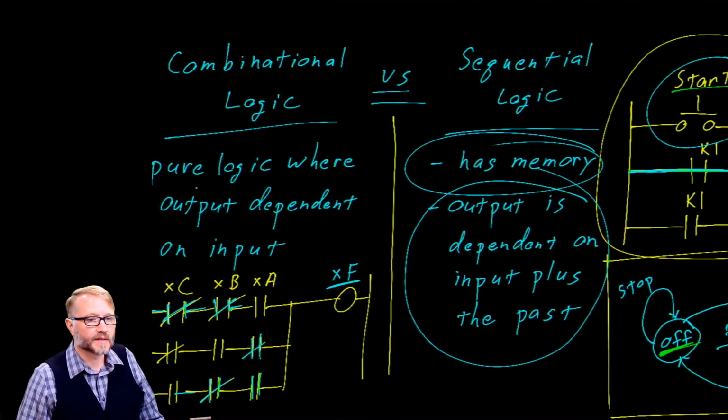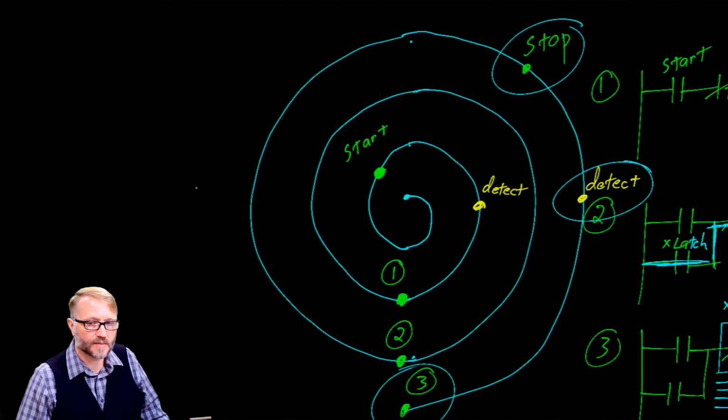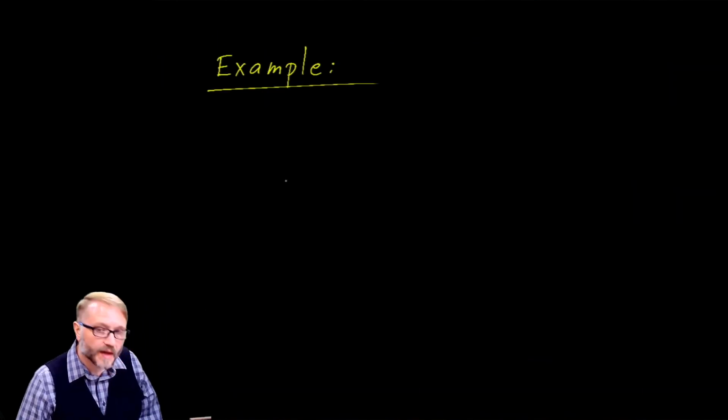All right. With that said, let's work a few examples. In this example, we'll write a rung of code that will latch when condition A and B are true.